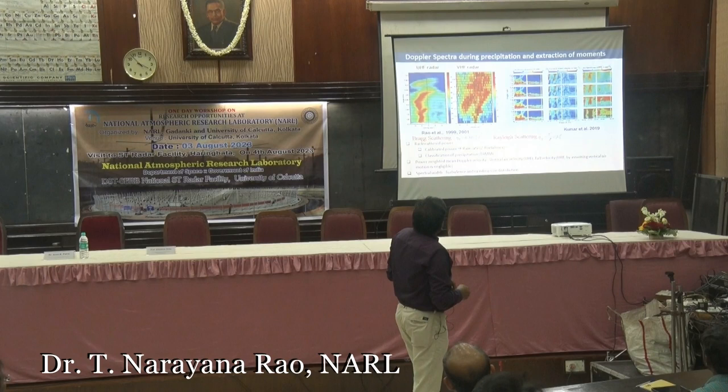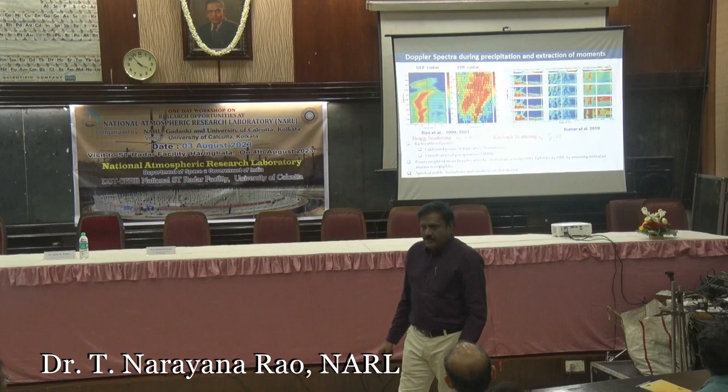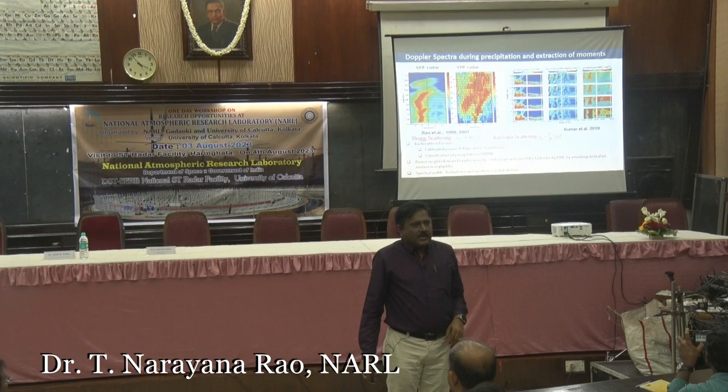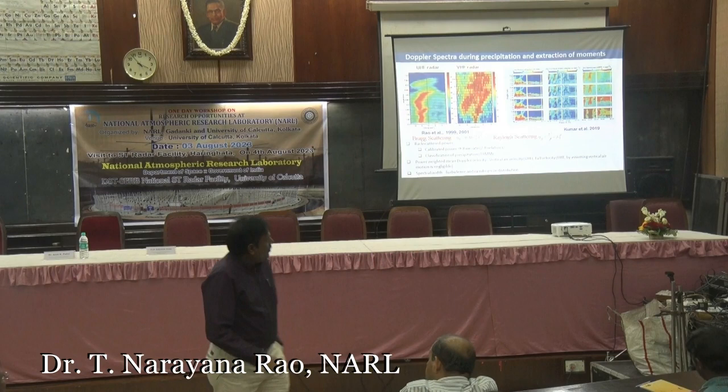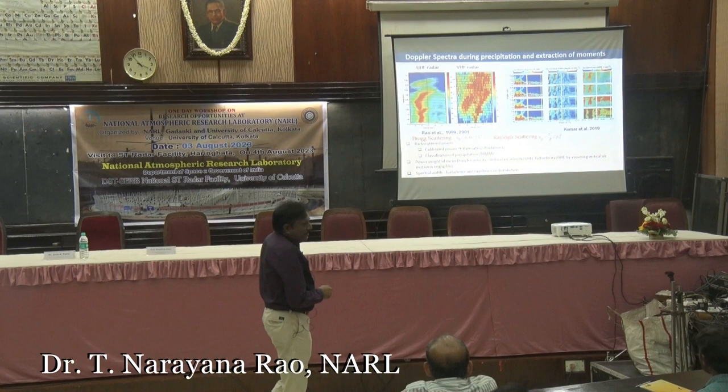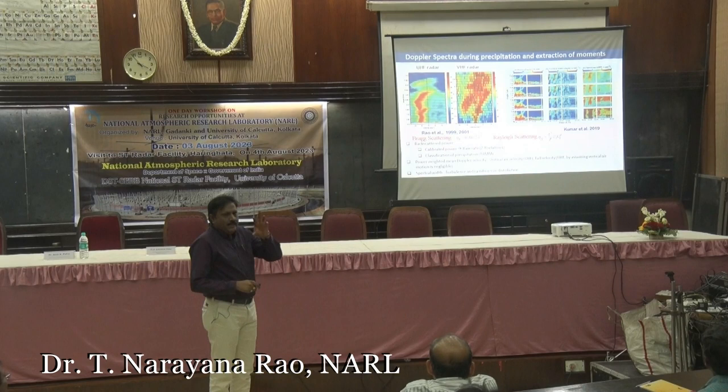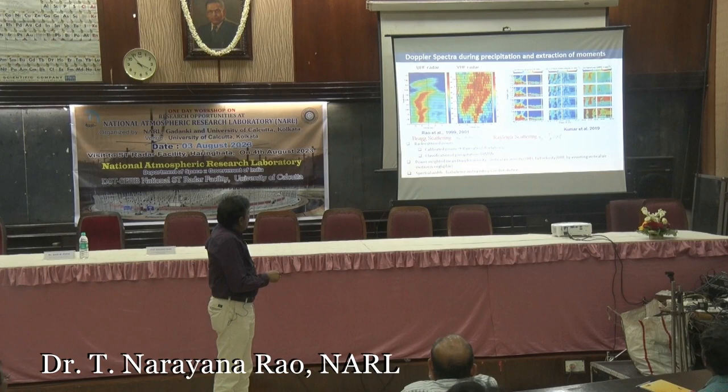Okay, so far I talked only about the clear air portion, what we can do with clear air echoes, like a backscattered echo or Fresnel reflected echo. Now I will talk about the Rayleigh scattered echo, because we have seen that with a VHF radar you get two echoes when rain is there. During rain time, you get two echoes. One echo comes from the background refractive index changes. The other one comes from the rain particle itself.